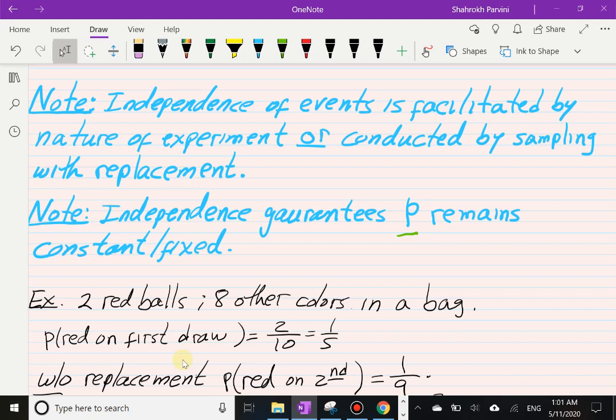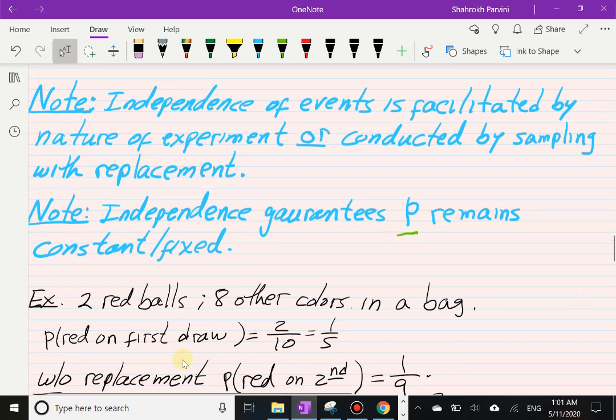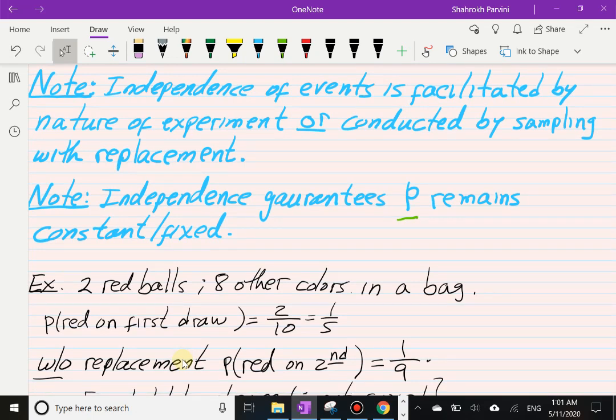Now, suppose sampling is done without replacement. That means I have 1 ball out, potentially a red ball, outside of the bag. Now there's only 1 red ball left in the bag, and the total is reduced by 1, which makes it 9 balls total. So the probability of red on the second draw is going to be 1/9. And notice how these probabilities are not the same, right? These probabilities actually changed. So that's what we don't want to have.